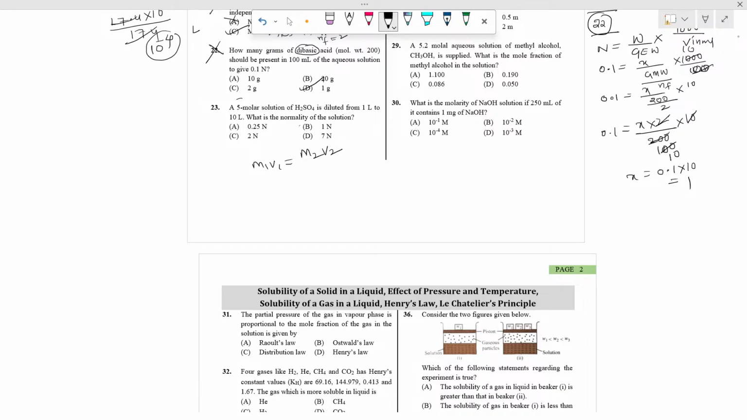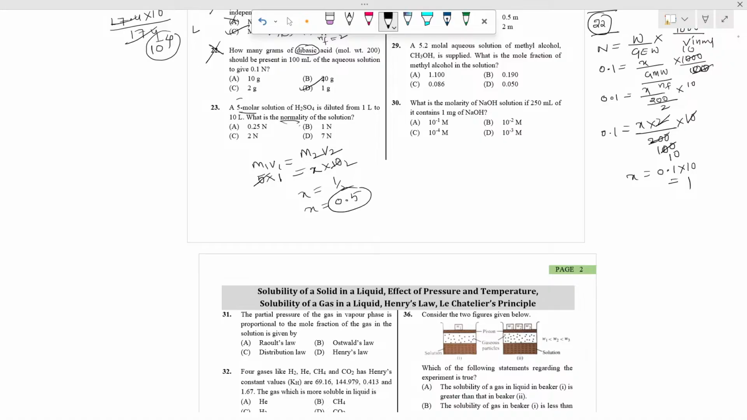What is the M1 value here? 5. 5 molar means 5M. What is the volume of this one? 5 molar solution of H2SO4 is diluted from 1 liter, so the initial volume is 1. The M2 value we don't know, that only you have to calculate, X. So to how many liters? 10 liters. So x is equal to 5 by 10, which is 1 by 2, so x is 0.5. This is molarity.